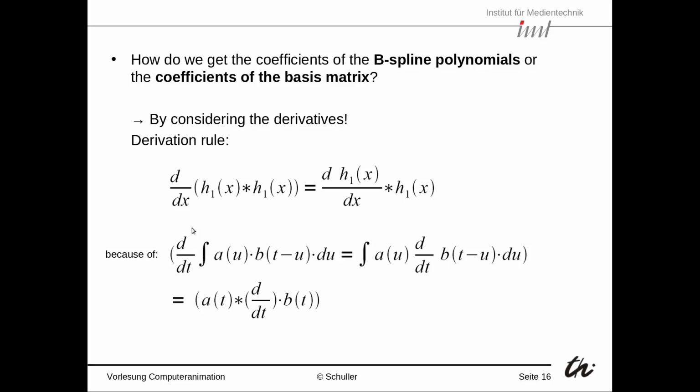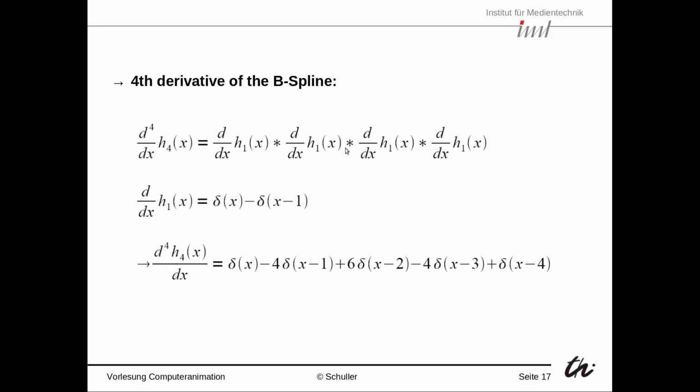And here you can see why this is. Here you have the convolution integral, and if you take the derivative with respect to t, this t appears only in one of the 2 functions here, and you can draw it inside this convolution integral, and that means you have a convolution with a derivative of one of the functions. Yeah, so since we have 4 functions which we convolve, we can take the 4th derivative and distribute the derivatives over the 4 functions. Then we have a convolution of the derivative of 4 box functions.